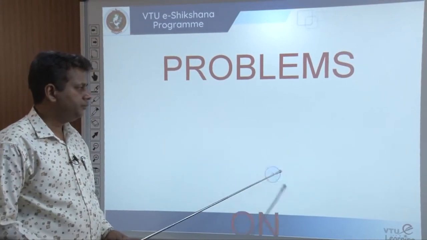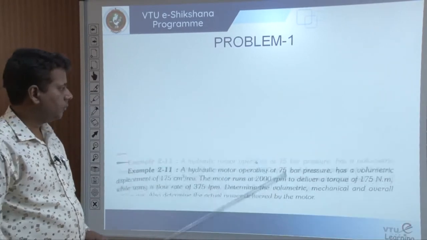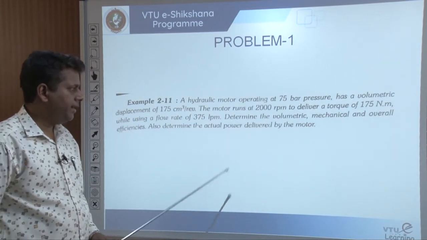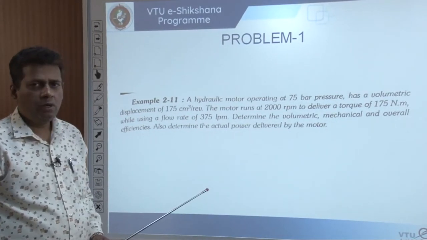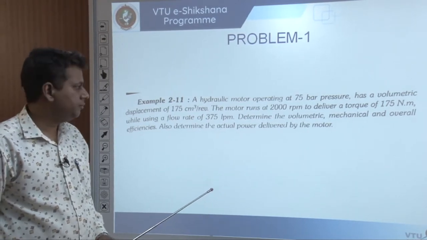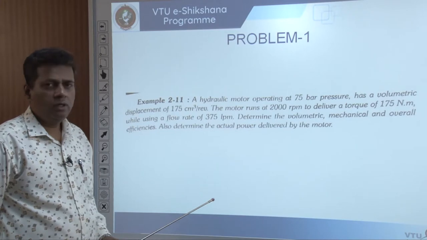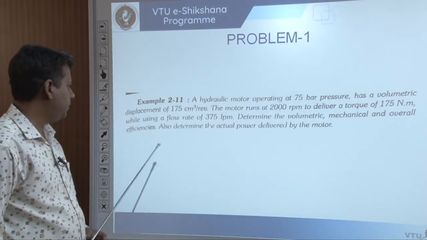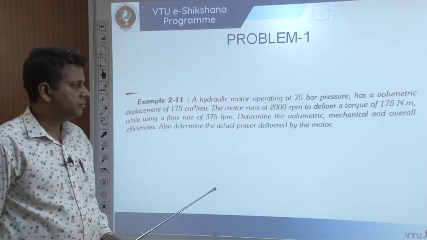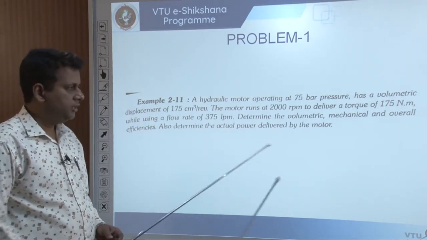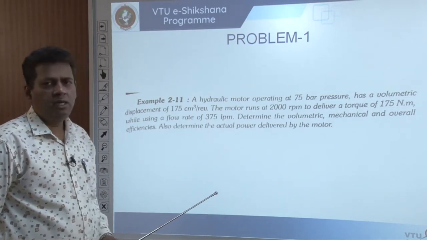Let us solve the first problem. Problem 1. A hydraulic motor operating at 75 bar pressure has a volumetric displacement of 175 centimeter cube per revolution. The motor runs at 2000 rpm to deliver a torque of 175 newton meter, while using a flow rate of 375 liters per minute. Determine the volumetric efficiency, the mechanical efficiency, and the overall efficiency. Also determine the actual power delivered by the motor.